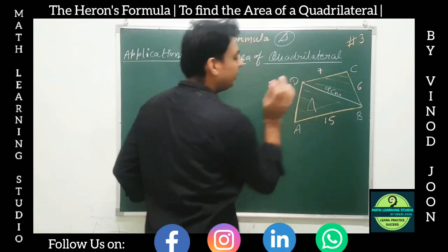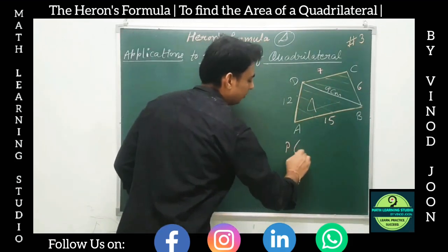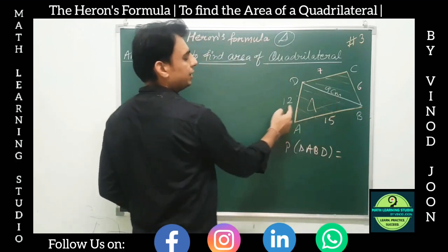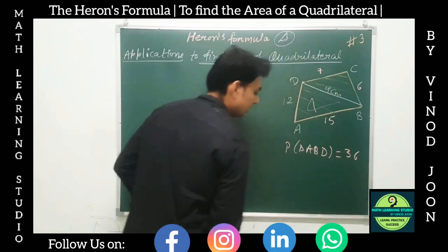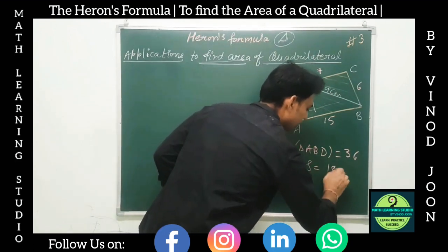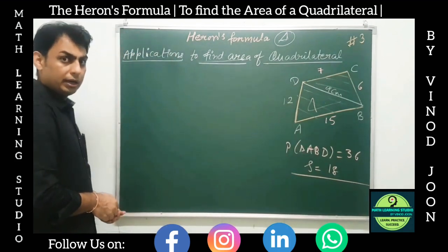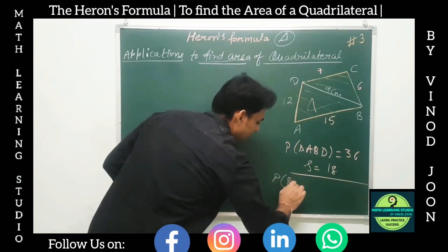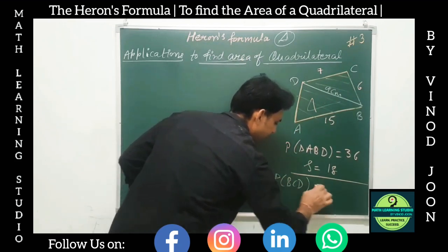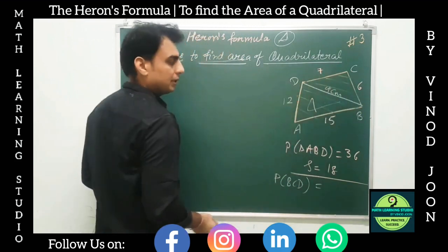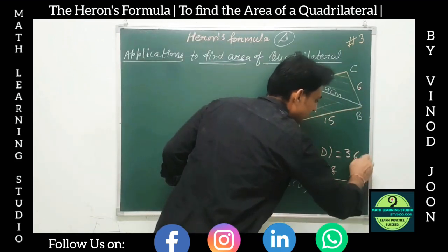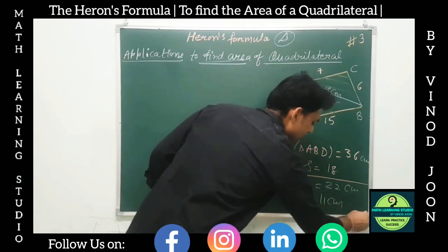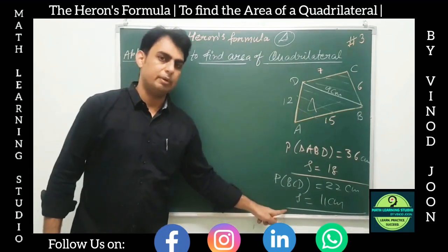So we first talk about triangle ABD. The perimeter of triangle ABD will be equal to 15 plus 9 plus 12. It comes to 36. So what will the semi perimeter be? 18. So for ABD we got the perimeter and semi perimeter. In the same way for triangle BCD, we again find the perimeter first. It will be 6 plus 7 plus 9, which is 22 centimeters. And the semi perimeter will be half of it, that is 11 centimeters. So for both triangles, we got the semi perimeters.